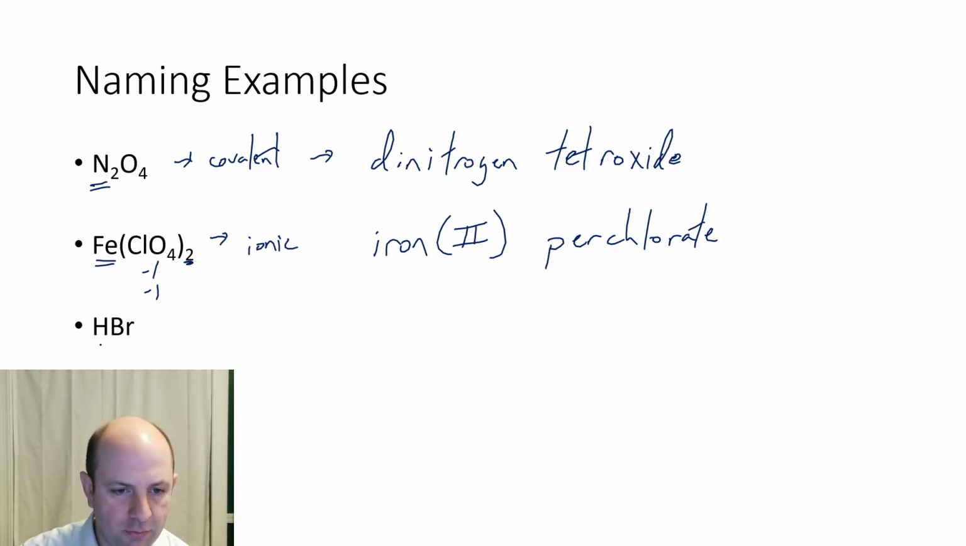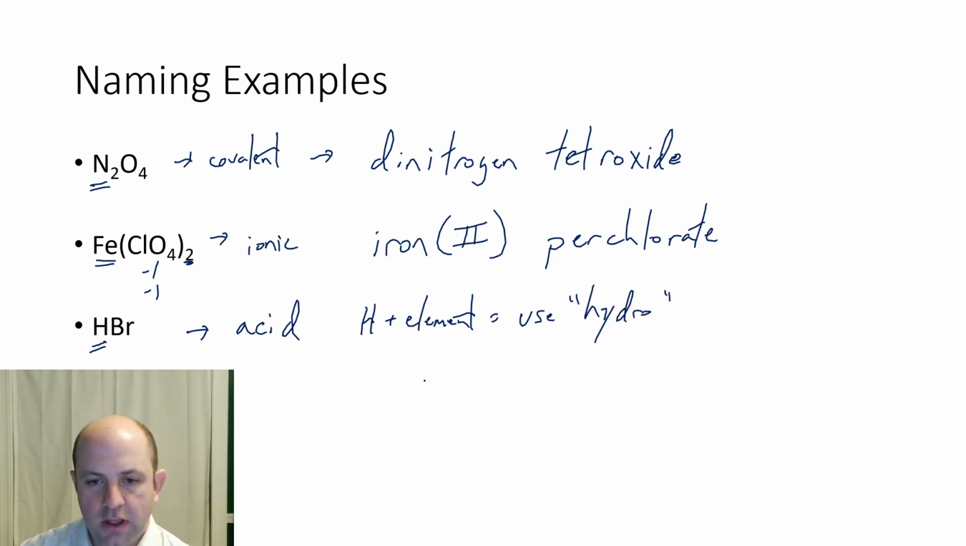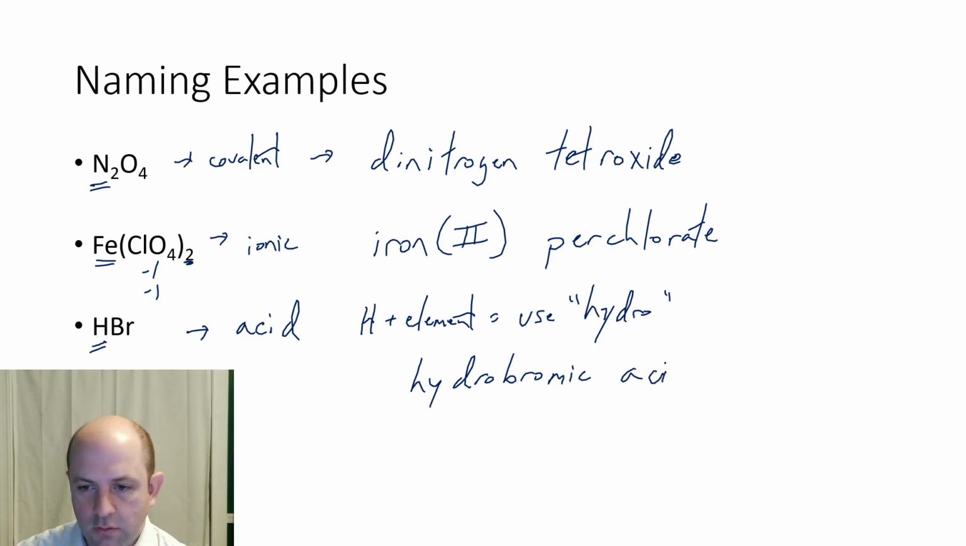Okay, for our third example, the very first thing is an H. That means we automatically know it's an acid. Now this one, it's H and an element. So H plus element equals use that hydro prefix. So this will be hydro, bromine becomes bromic, hydrobromic, and then never forget, always end with the word acid, hydrobromic acid.